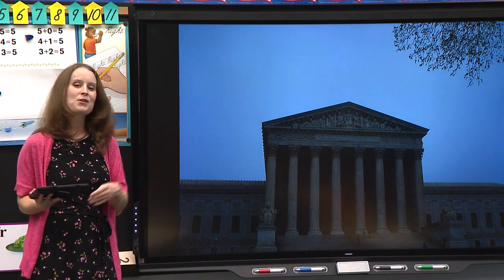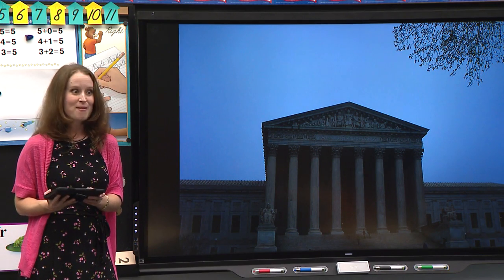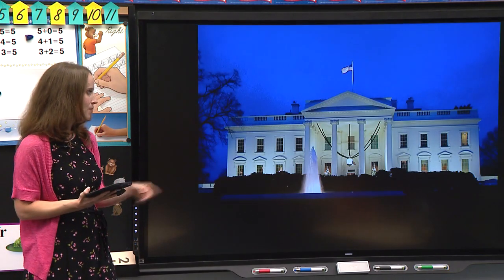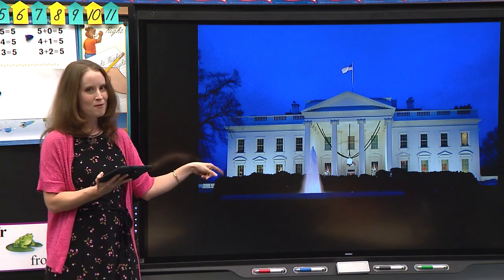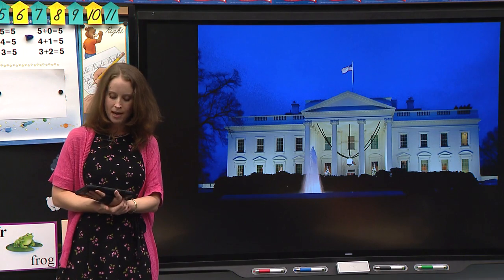But the fourth floor is the library, and the fifth floor is a basketball court and a gym that the justices get to use. Now this next building, that's familiar, isn't it? Because it's the White House. The White House is where the president lives.